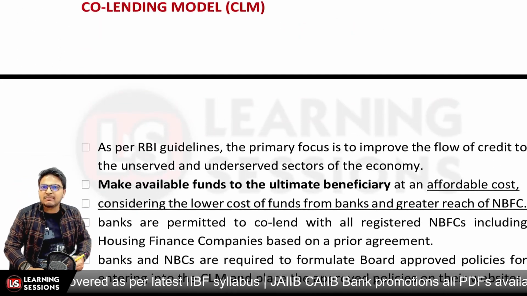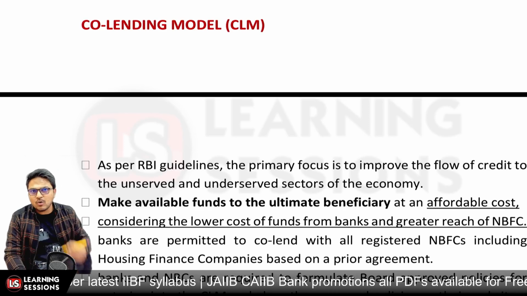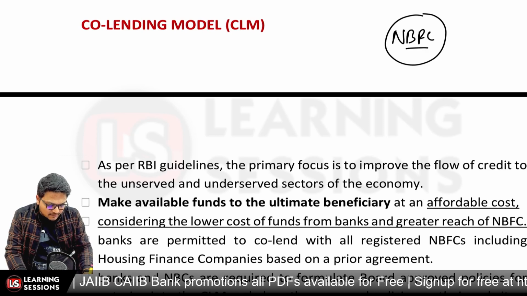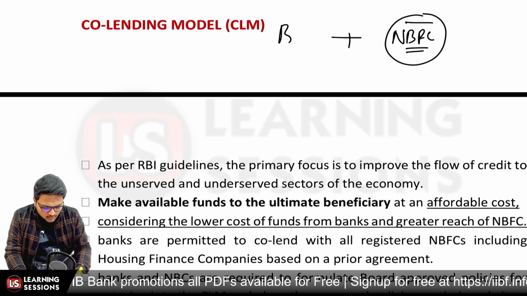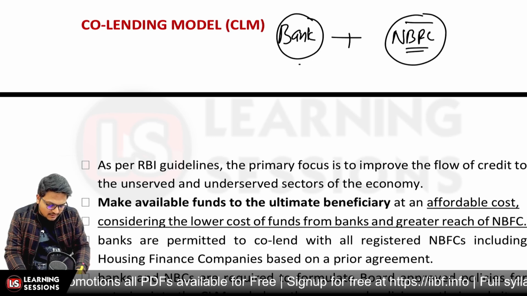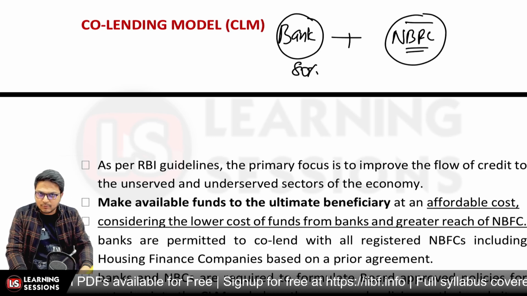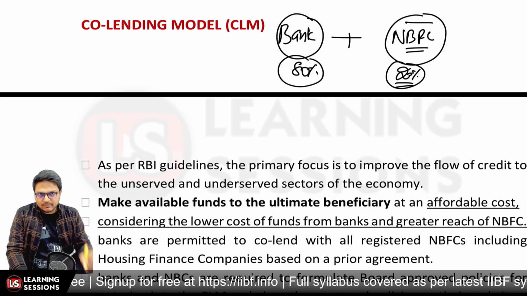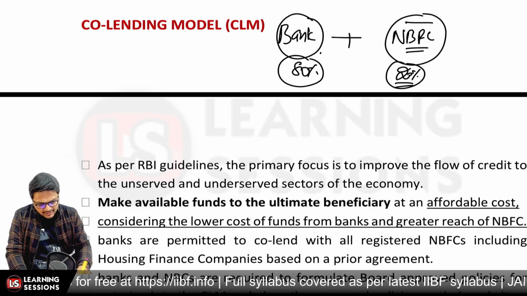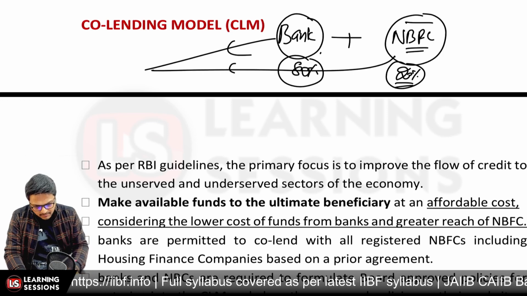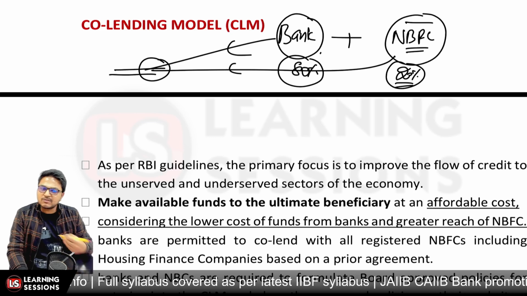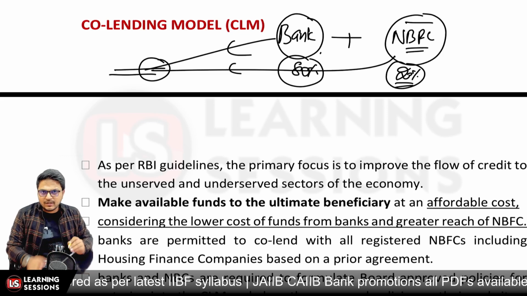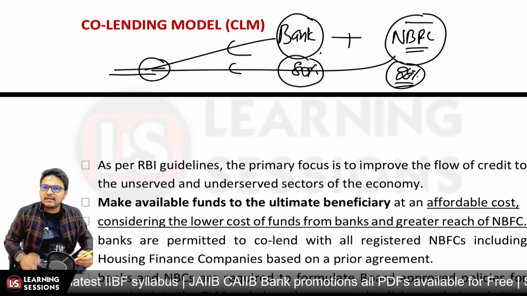Further, it's related to CLM, that is the co-lending model. Now the co-lending model is where the lead will be generated by the NBFC, and it will be co-lent by the NBFC with the bank. So let's say the bank can lend up to 80% and the NBFC will lend up to 20% of the loan. This will be maintained as a separate loan account between the NBFC and the bank. But there will be only one disbursement, done by the NBFC, with funds attained from the bank. So it is a case related to it.